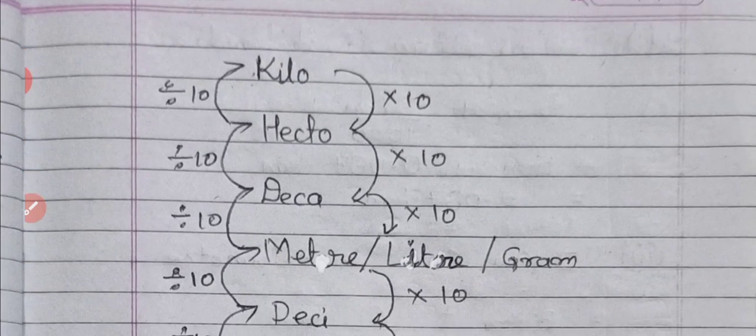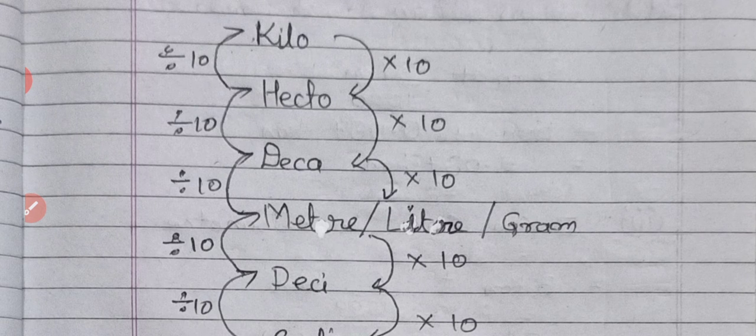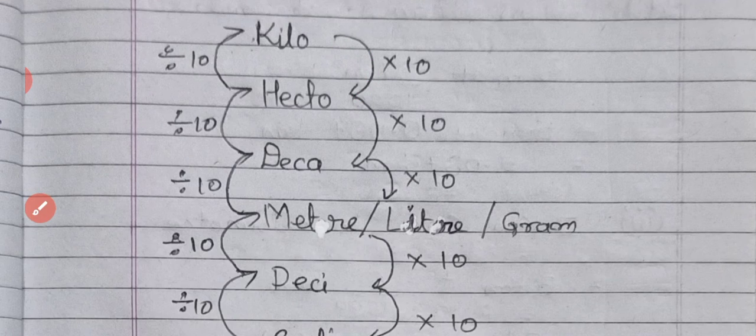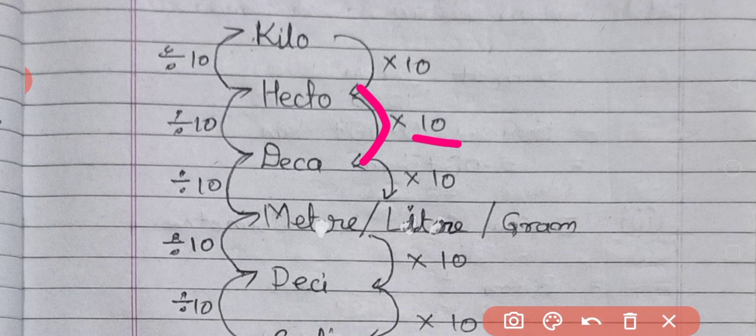Whenever we come from a larger unit to a smaller unit, for each step we will multiply by 10. For example, kilo is changing into hecto, so it will be multiplied by 10. Next, when hecto changes into deca, again it will multiply by 10. Deca changes into meter, again multiply by 10. Meter is multiplied by 10 when it has to change into deci.